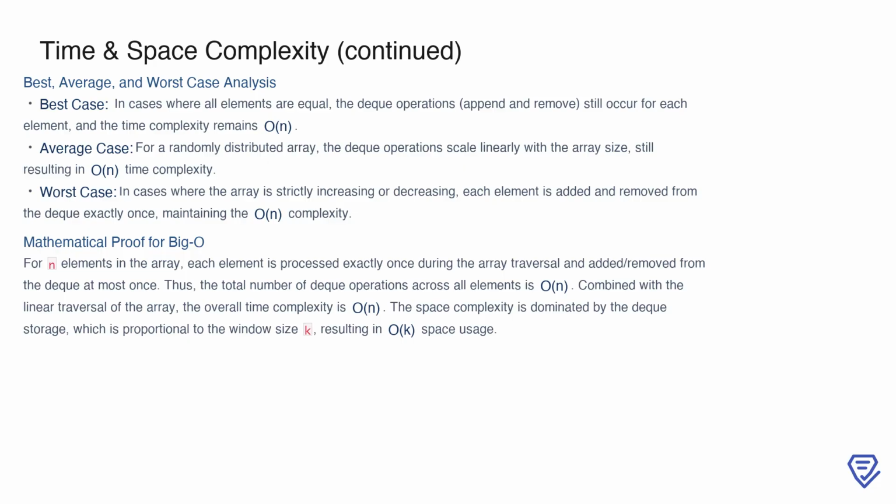This means the total number of deque operations is proportional to n. Combined with the linear array traversal, the overall time complexity is O(n). The space complexity, dominated by the deque storage proportional to the window size k, is O(k), ensuring that the solution remains efficient in both time and space.